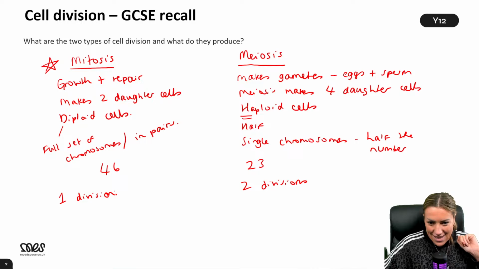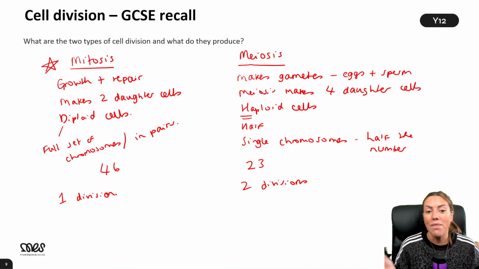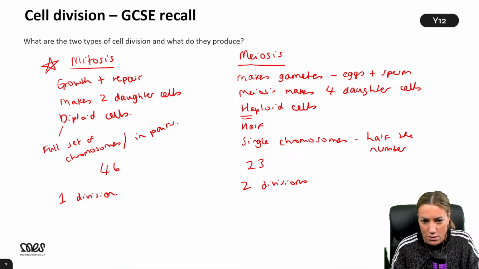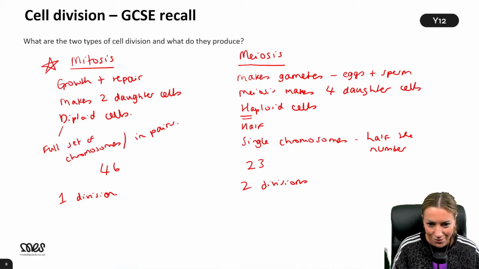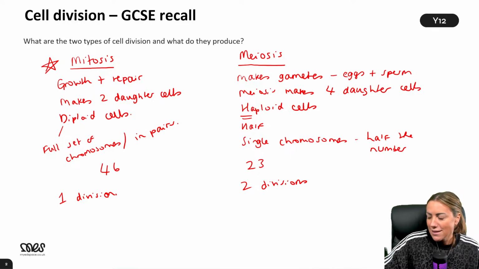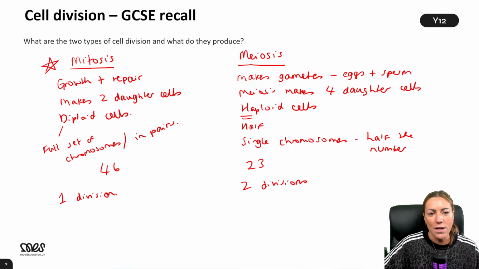Nice. Jawahir says, when they combine, it makes 46 chromosomes. Yes, meiosis, which Jawahir is talking about, makes gametes, and when the gametes combine at fertilization, it gives the full set of 46 chromosomes, and that goes on to make an embryo. Right, okay, so this is kind of what we know so far.